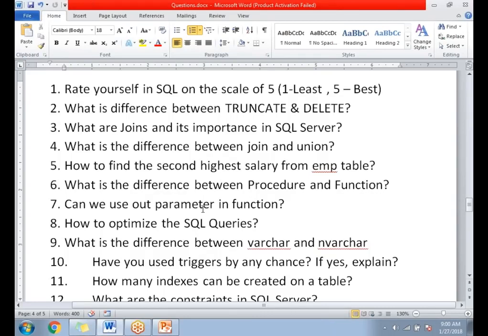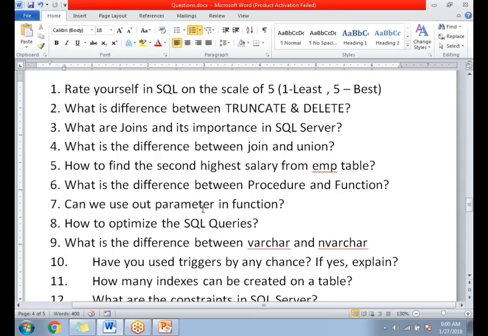Next, what is the difference between truncate and delete? The second question is, what is the difference between truncate and delete? This is a basic question, but it is an important question. Whenever we start with the SQL Server tool, people might already know this point. What is truncate and delete?